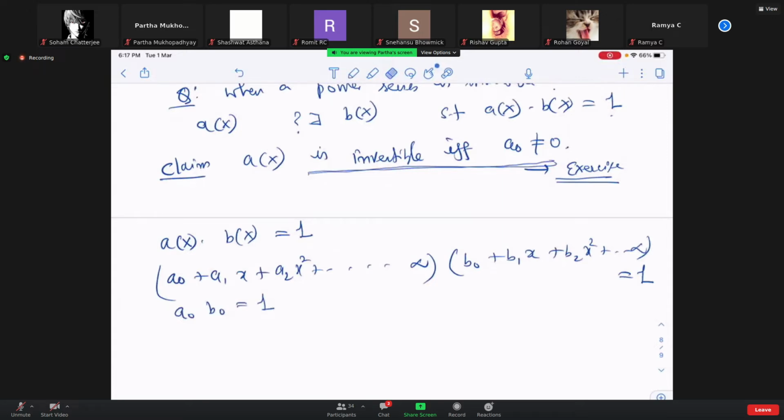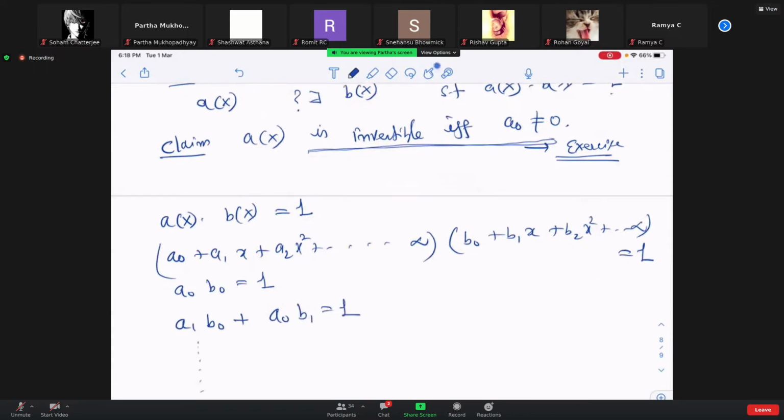I guess all of you know what I'm doing. It is a1 b0 plus a0 b1, and that should be 0. And then you will find more conditions like that. Now, if a0 happens to be not 0, then you have a solution for b0, which is simply a0 inverse. Then you can compute b1. What is b1? b1 is a0 inverse times minus a1 b0. So b0 is defined as a0 inverse, so you can compute b1.